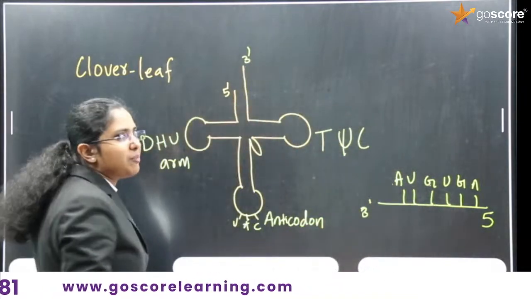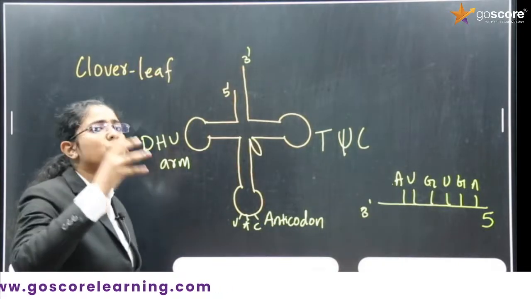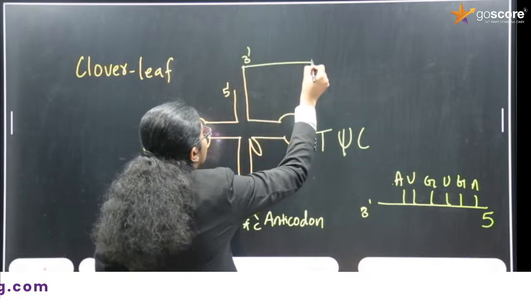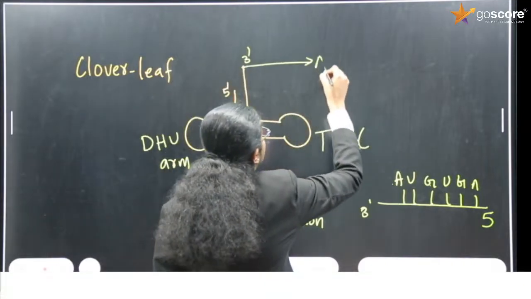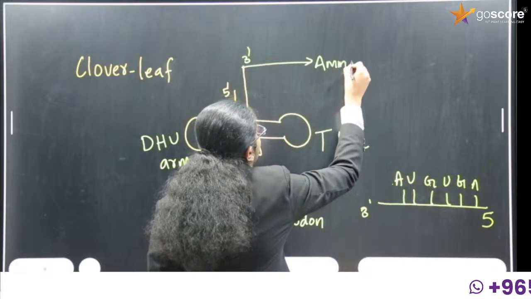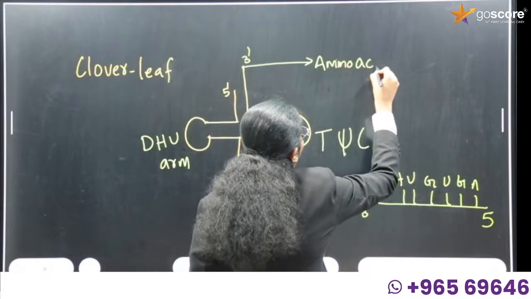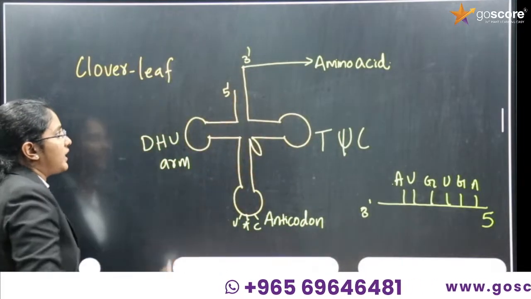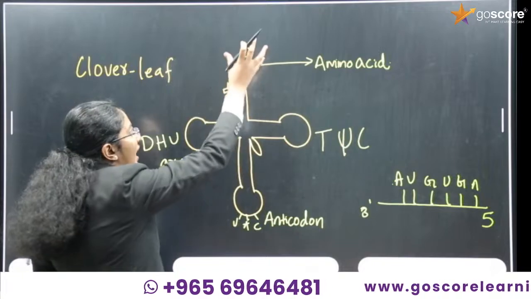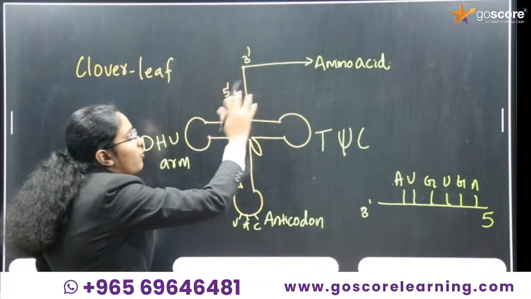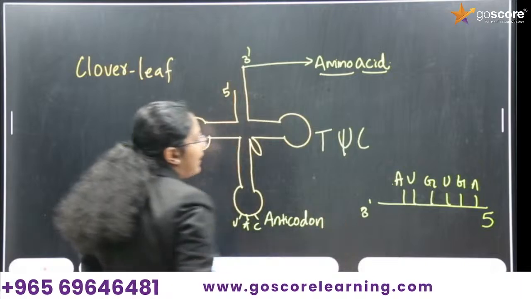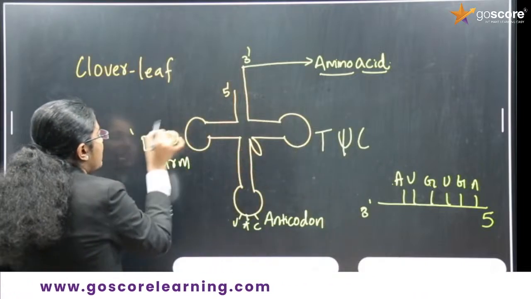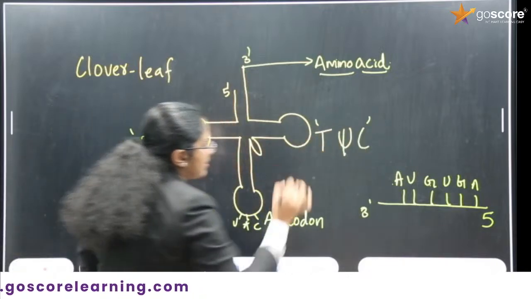Here you can find the 3' end. Somewhere an amino acid has to be attached, right? So to which side will the amino acid be attached? The 3' end. Here the amino acid will be attached. Got it? It is like a clover leaf structure. It has a 5' end and a 3' end. Towards the 3' end the amino acid will be attached. And it has two arms known as the DHU arm and the T-psi-C arm.